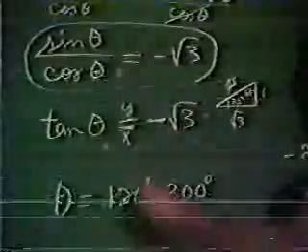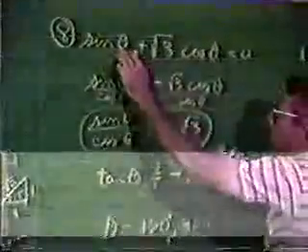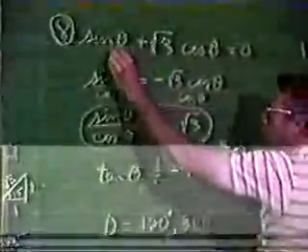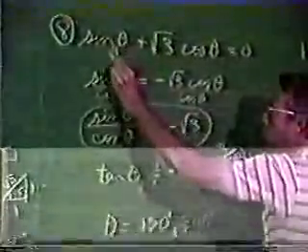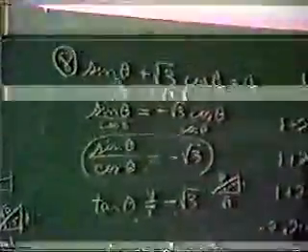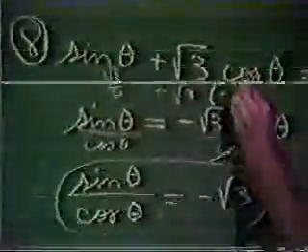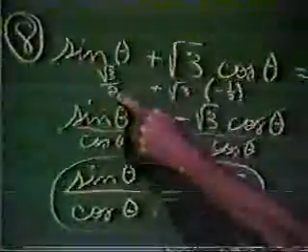Now, we better check those in the original equations. Putting 120 degrees up here, we want this equal to 0. The sine of 120 is the sine of 60, which is the square root of 3 over 2, since quadrant 2 is positive, plus the square root of 3 times the cosine of 120, which is the cosine of 60 degrees, and quadrant 2 is negative 1/2. And this times that, added to this, is 0.